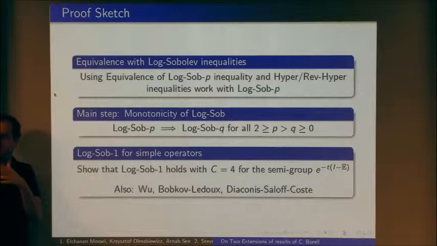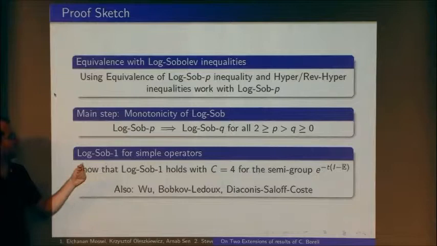So this is one of the reasons why reverse hypercontractivity is easier than hypercontractivity. Hypercontractivity is tied to log Sobolev inequality, and what we will show is, for instance, that the log one Sobolev inequality implies reverse hypercontractivity. So that's the main idea of the proof.